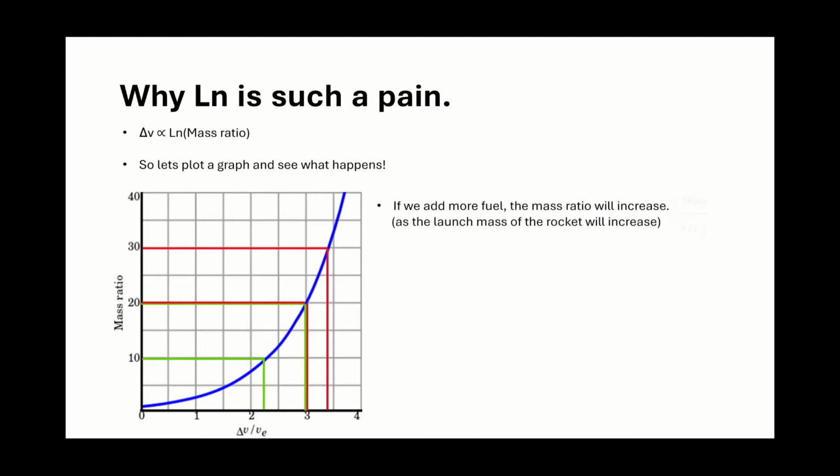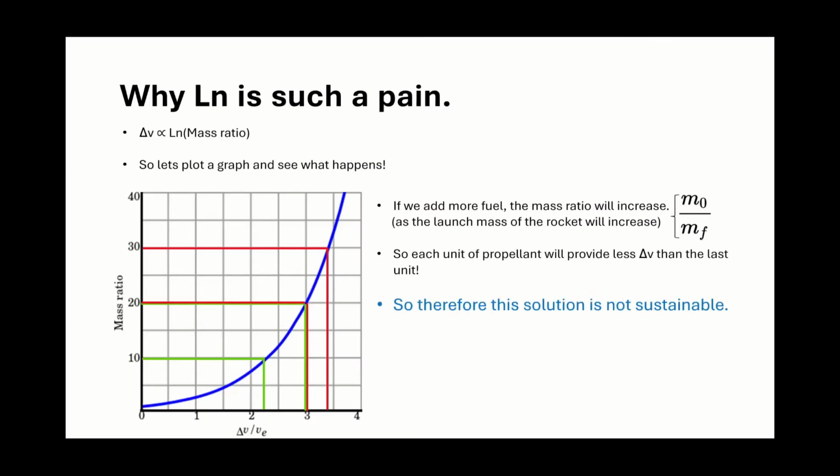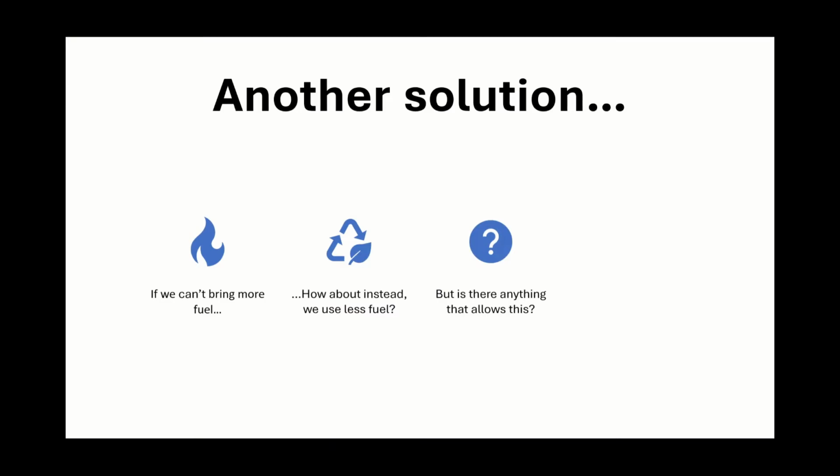If we add more fuel, the mass ratio will increase, as the launch mass of the rocket will increase more so than the dry mass. So each unit of propellant we add will provide less delta V than the last unit. So therefore the solution is not sustainable. So we have to come up with a different way. If you can't bring more fuel, how about we use less fuel? But is there anything that allows this? Well, we can introduce the Oberth effect.